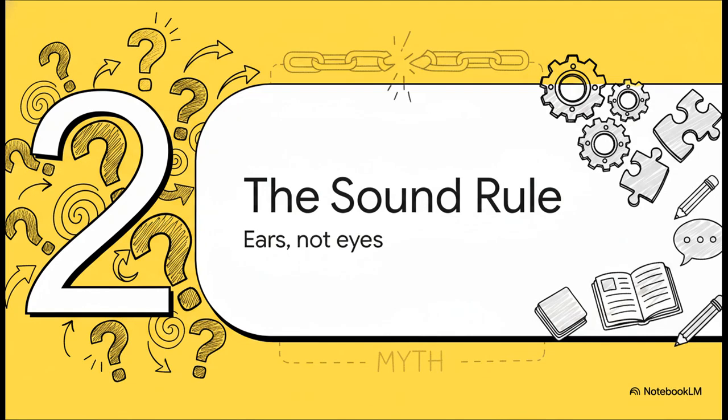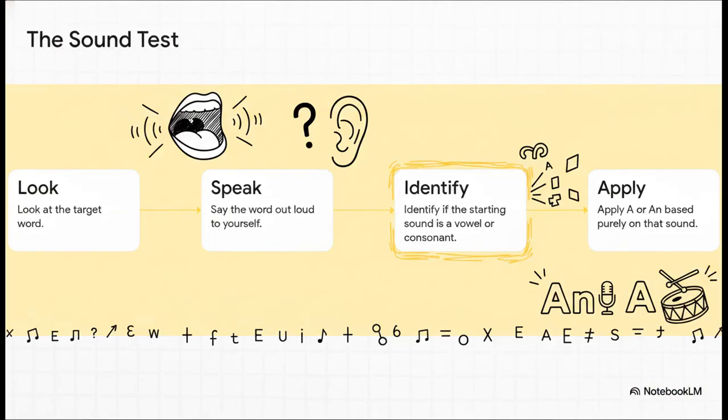All right, moving on to Section 2, the sound rule test. Remember, trust your ears, not your eyes. We're going back to that myth we busted earlier and applying a very specific game plan. Here is your foolproof step-by-step guide for solving those tricky article questions. Step 1, stop looking at the spelling. Step 2, start sounding it out. In the exam hall, just silently say the target word to yourself. Does the first syllable make an A, E, I, O, or U sound? If yes, boom, it's a vowel sound, drop an an.